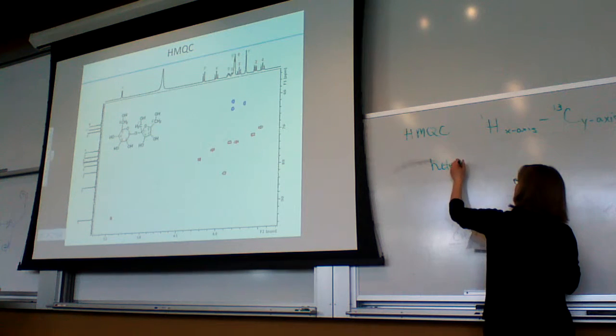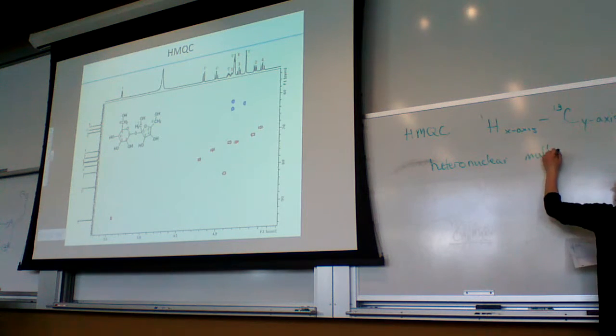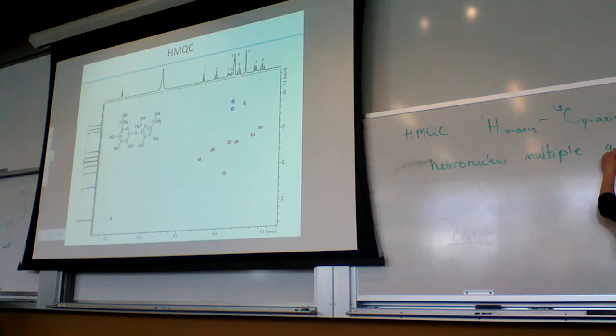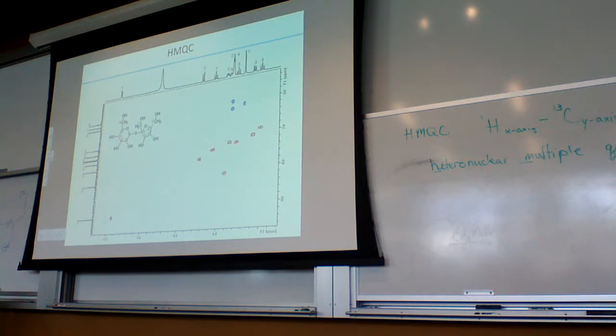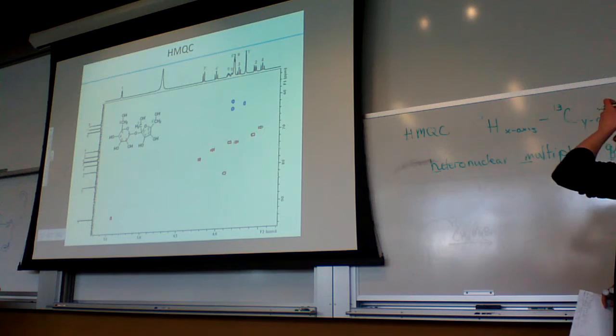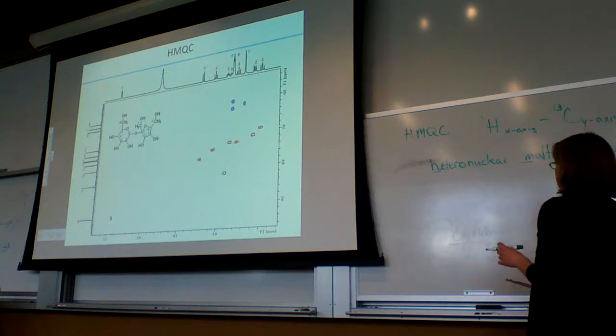So this stands for heteronuclear multiple quantum correlation. And I may slip up and say HSQC, which stands for single quantum correlation. Again, they're all giving us very similar information. It's looking at the coupling between a hydrogen and a carbon. And there's a lot of variations. You can get a lot more information. We're looking at a one-bond coupling here.